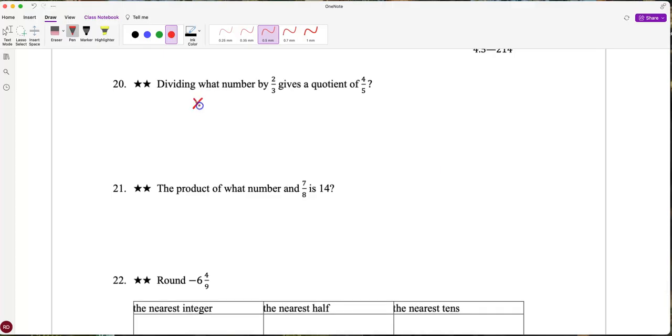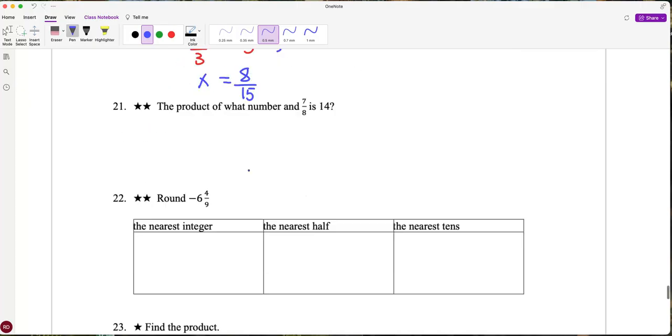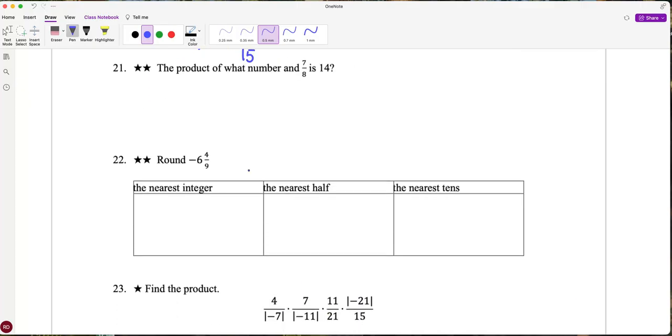Dividing what number by 2/3 gives 4/5? So dividing what number by 2/3 equals 4/5. Multiply both sides by 2/3. And you get x equals 8/15.